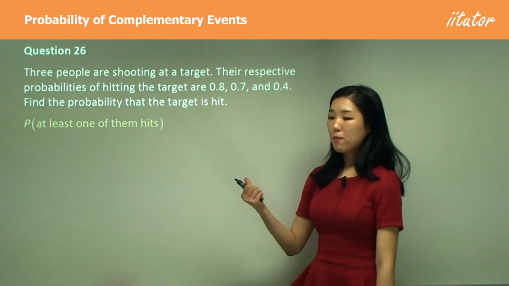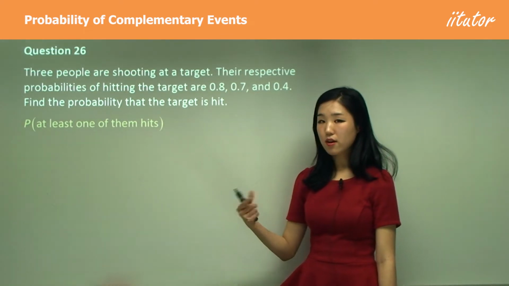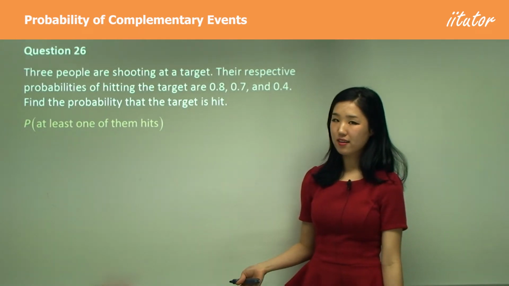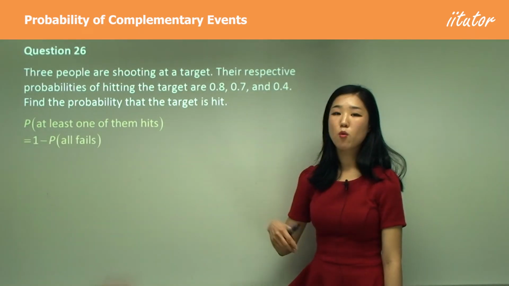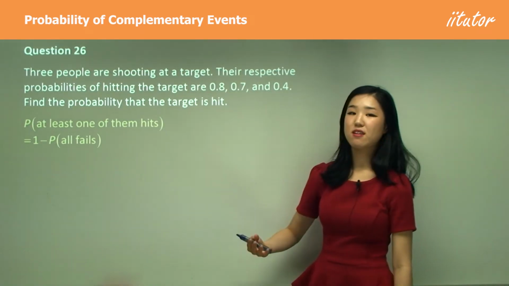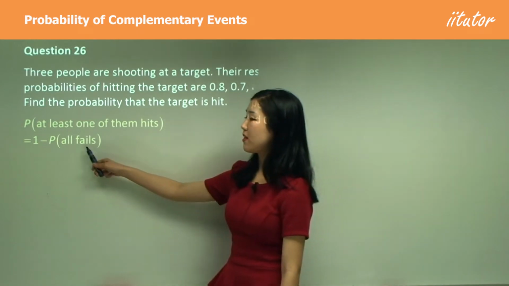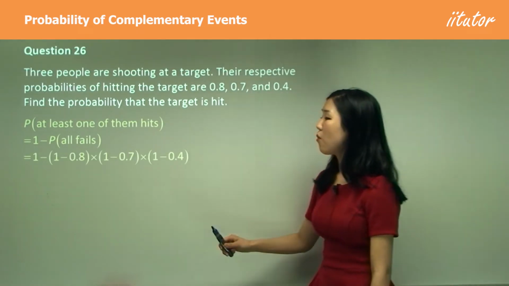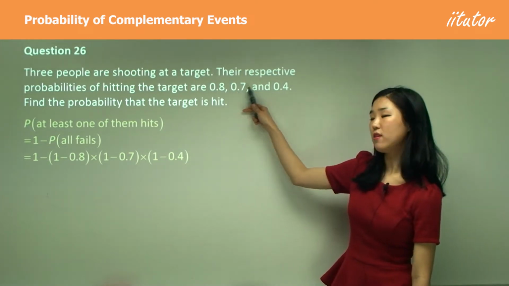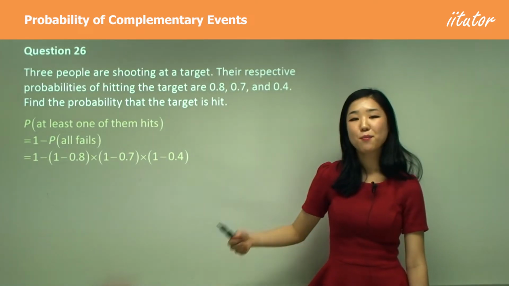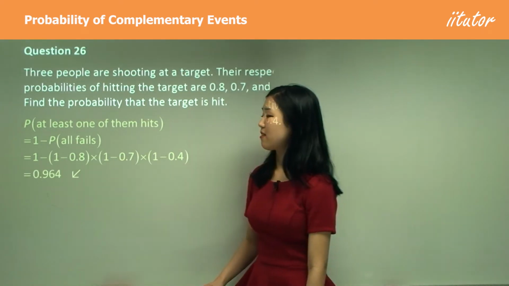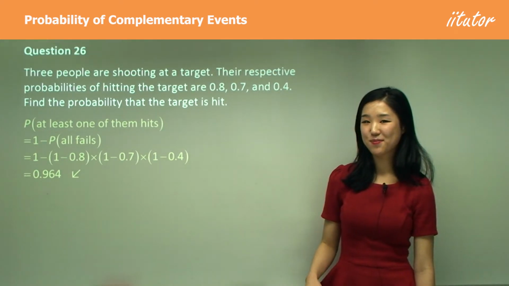It means that 1 person hits the target, 2 people hit the target, 3 people hit the target, but we don't want none of them to hit the target. We should subtract from 1 all of them failing to hit the target. So that makes it equal to at least one of them hitting the target. All we need to do is find the probability that all of them fail, which means 1 minus 0.8 times 1 minus 0.7 times 1 minus 0.4, because those are the complementary events of hitting the target. So multiply them all, subtract it from 1, and that's what you should get.